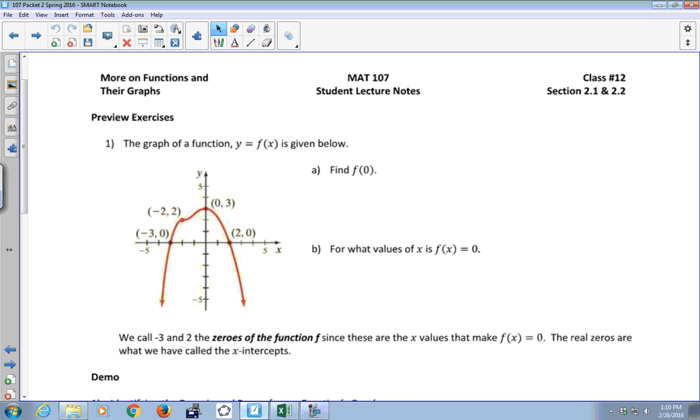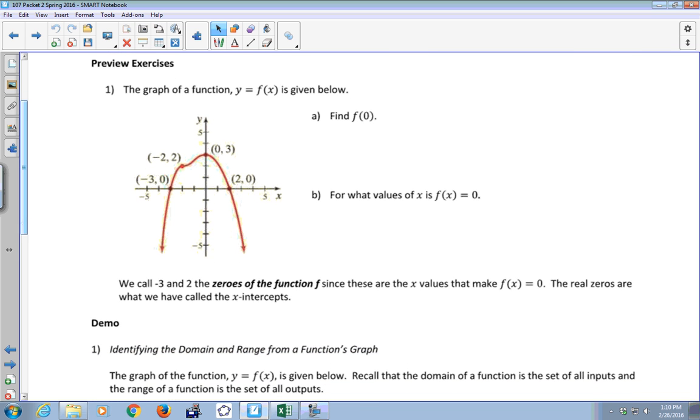All right, so looking at the one quick preview exercise here. Find f of 0. So this is a graph of a function, y equals f of x. We just learned the word function and this notation, f parentheses x, last class. So this is just a little practice, f of 0. That means when 0 is in parentheses, is it an x or a y? It's an x. Good. So they're giving me the x and they're asking me for the y. So what is f of 0? 3. Great.